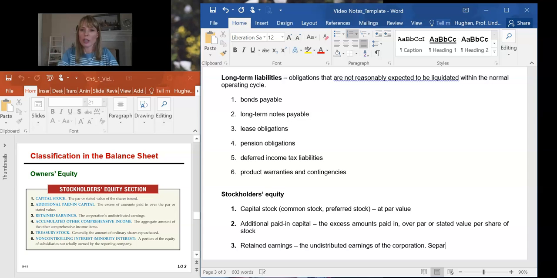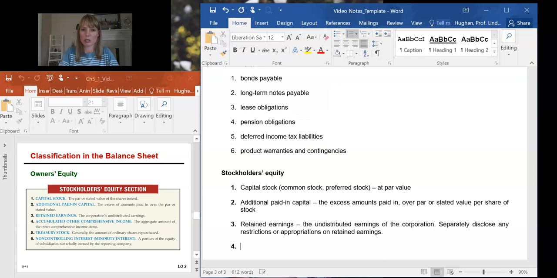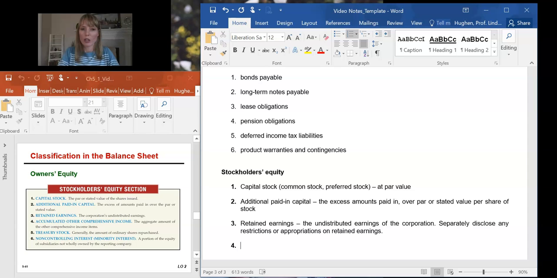Okay, companies need to separately disclose any restricted restrictions, or what we call appropriations, just meaning restrictions, on retained earnings. Okay, what else? We said common stock, and we broke that up into its par value and additional paid-in capital and retained earnings. What else could there be?